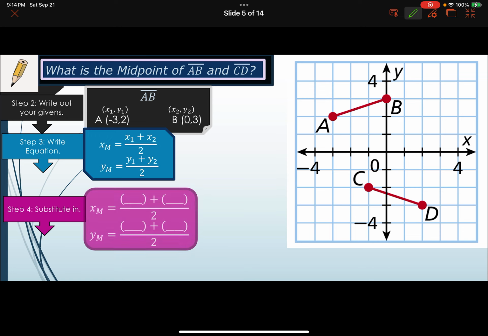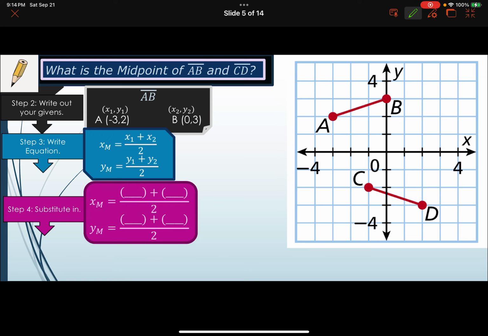So then we can substitute in. Again, rewrite the formulas, rewrite that template, and then just plug things in. If we're looking for the x's, that's -3 plus 0 divided by 2. And for the y's, that's 2 plus 3 divided by 2.